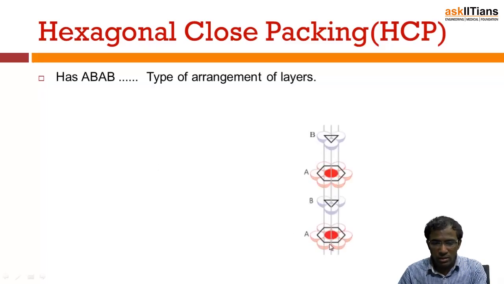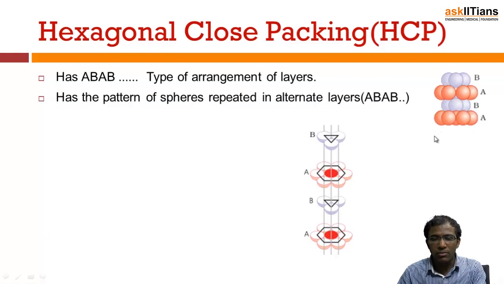Here you can see this is the A layer and this is the B layer, and if you put the spheres of the third layer in such a way as to cover the tetrahedral voids, the arrangement of the third layer will be exactly similar to the first layer. So that's why the same name is given. We call the third layer A because it looks exactly the same as the first layer. So you get an AB type of arrangement.